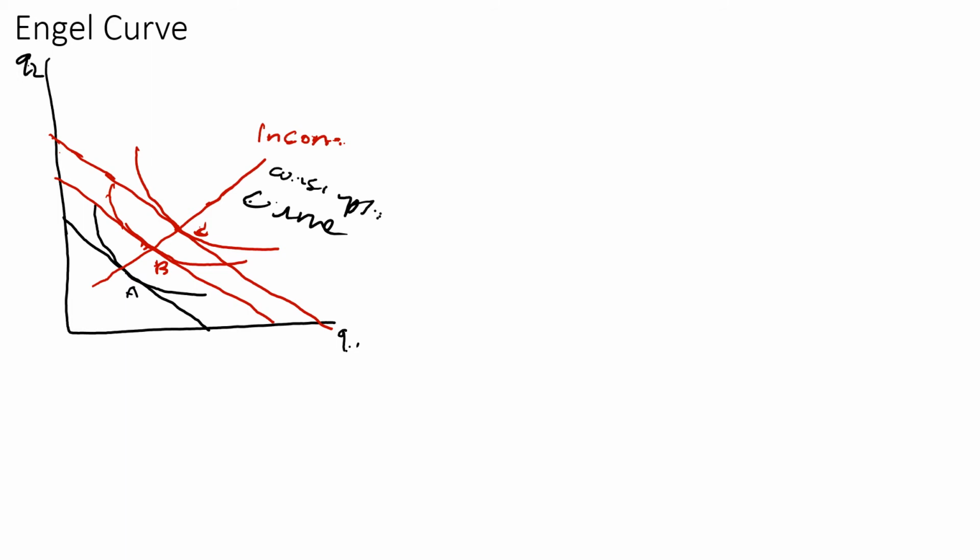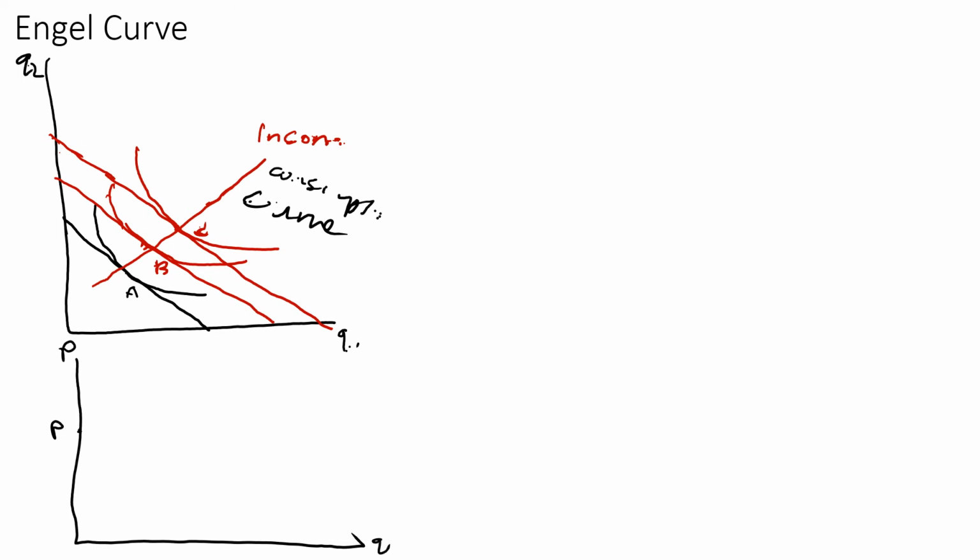So we can also check this relationship with the prices. In this case, we are not changing the price. If we change the price, the slope of the budget constraints will be changing. But you see, all of these budget constraints are parallel to each other, meaning that there is no change in the price. So price will be the same.